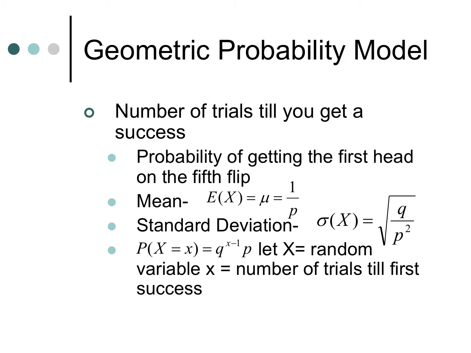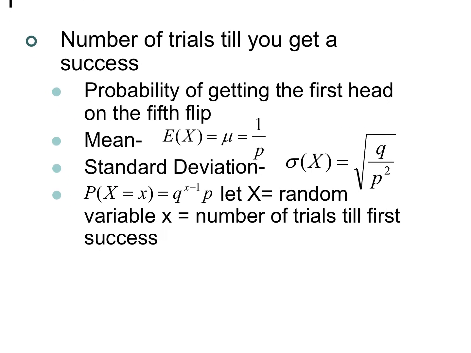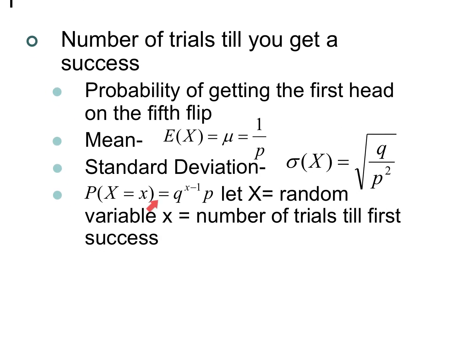Okay, the probability model, or the equation for geometric, looks like this. If I want, say, 5 heads, right? My first head is on the 5th attempt. Okay, so my x is 5. I have q, which is the probability of not getting a head, raised to 5 minus 1, so 4 times, right?